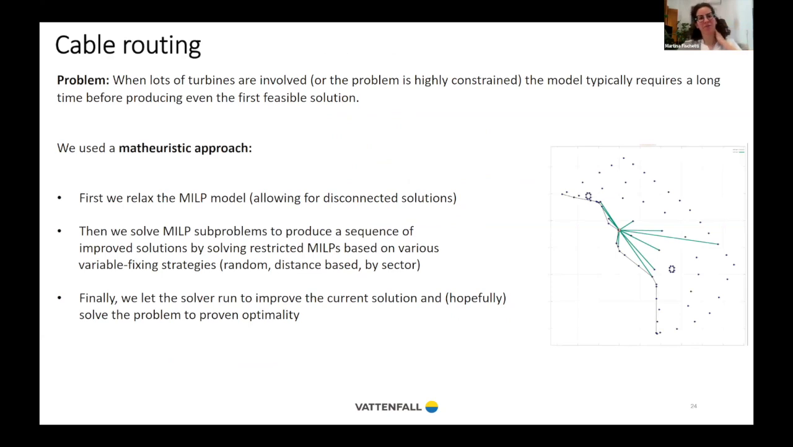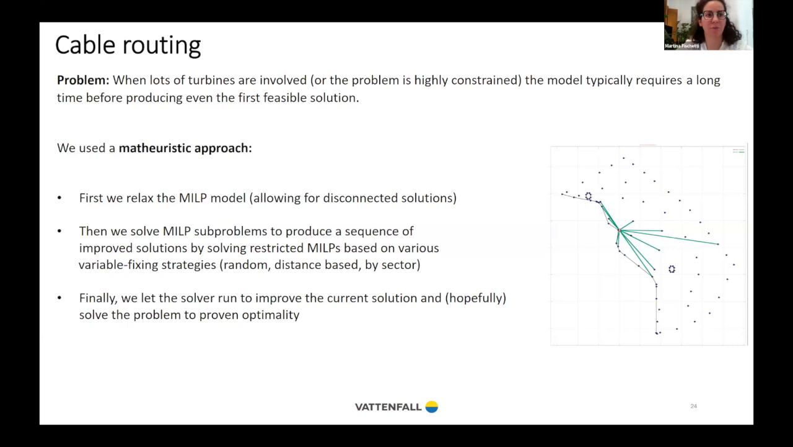Also in this case, everything was working well in theory, but then when we went to talk to the company, we realized that in practice they had a lot of turbines, especially in big sites, and it was very challenging for the mathematical model to even find a first feasible solution. So it was spending a lot of time at the root node. At this point, again, we decided to use a math-heuristic approach.